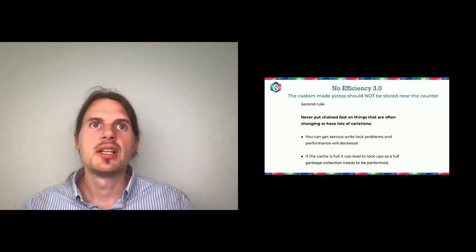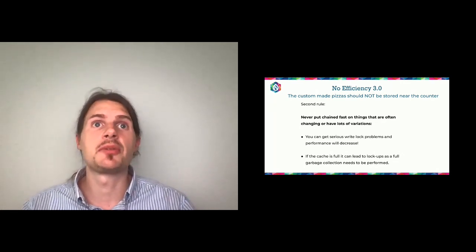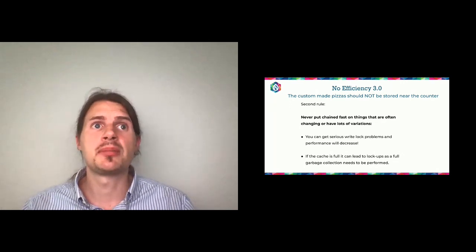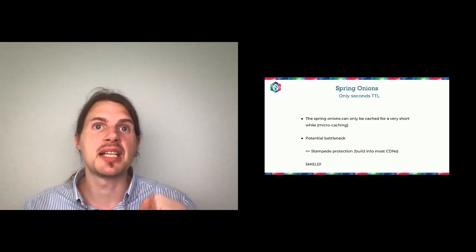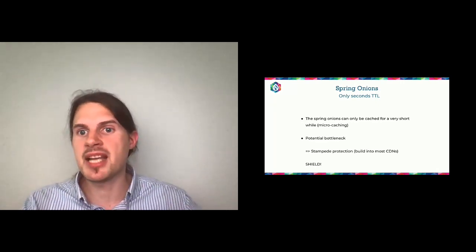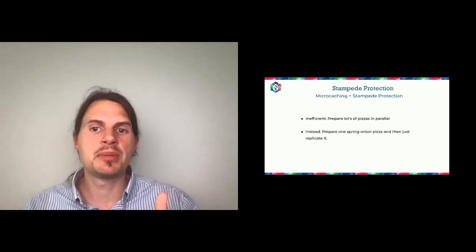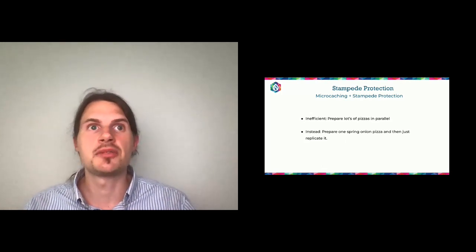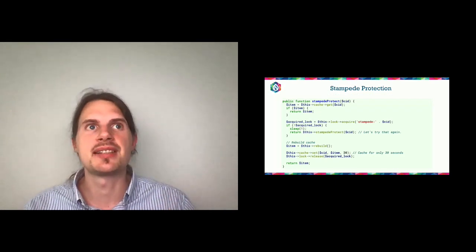That's important. If we get lots of customers at once for pizza with spring onions, we can cache it only for a very short while, micro-caching, a potential bottleneck. Stampede protection is built into most CDNs. You have a shield. 1,000 people want the same page. It's only generated once. Because we don't want to prepare lots of pizza in parallel. We just prepare one spring onion pizza and replicate it. This is how stampede protection looks. Look it up in the slides later.